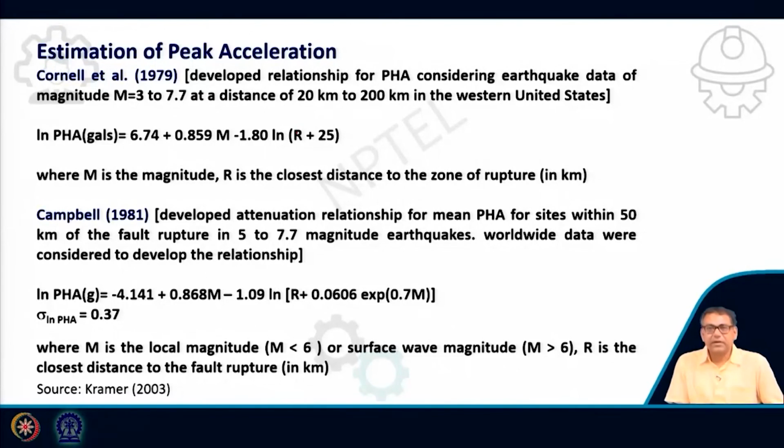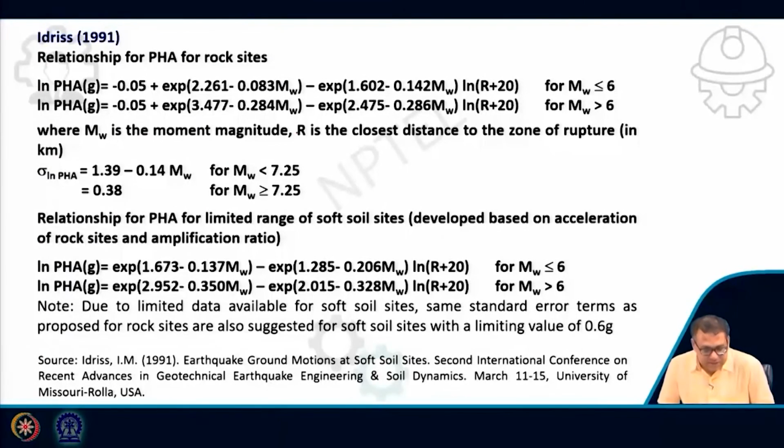Standard deviation means that if it is very low, all the data they used to propose this expression are very close to the mean value you get from the expression. Later on I will show you one example of how I use this standard deviation. So now the relationship for PHA for rock site is given by these expressions.